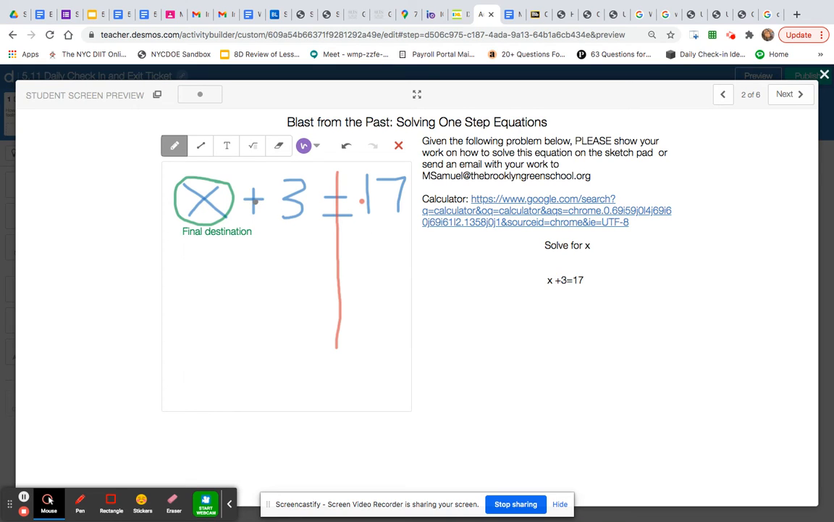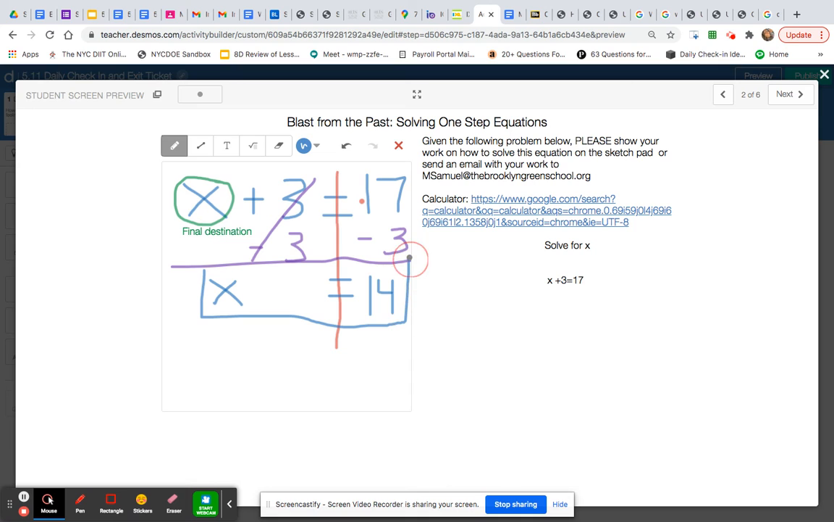So in order to do that, I need to do the opposite operation of adding 3. The opposite of adding is subtracting. So I'm going to subtract both sides of my equation by 3. Okay, so when I do that, a positive 3 minus 3, that's 0. So they're canceled. And now I'm just left with x equals 14. So I solved for x because x is by itself. My value of x is 14.